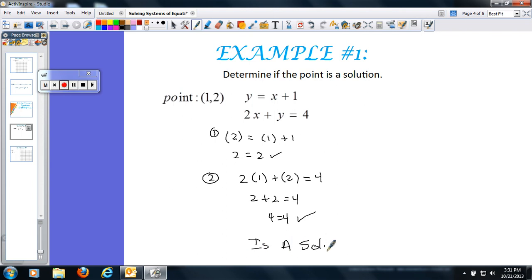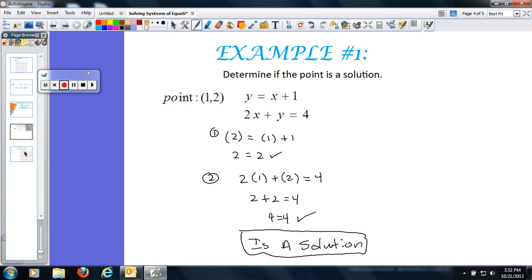a solution. In order for it to be a solution, it has to be an "and" statement, so it has to be true for both. If it's true for one and not the other, then it is not a solution. And if it's not true for both of them, then it's also not a solution. Okay, so that's example number 1.